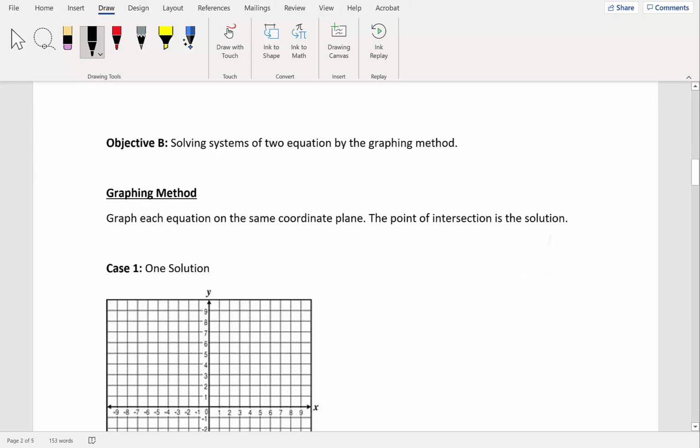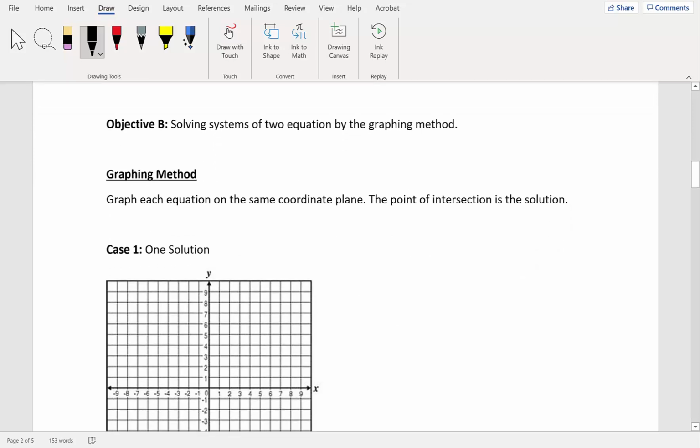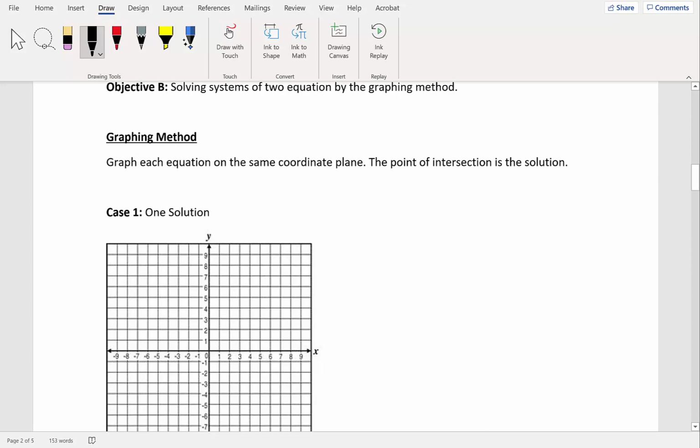Now, with this graphing method, you have 3 different cases. The first case is if you end up with one solution. So that's if you draw the graphs for each line, and then that point where they intersect, this will give you one solution. Okay, that point where they intersect each other, that is your solution to the system. So this is case 1.